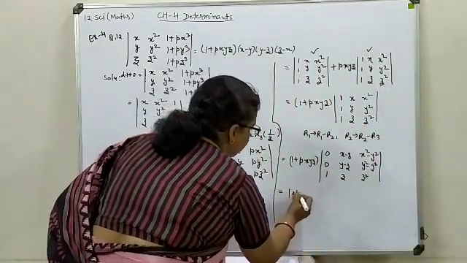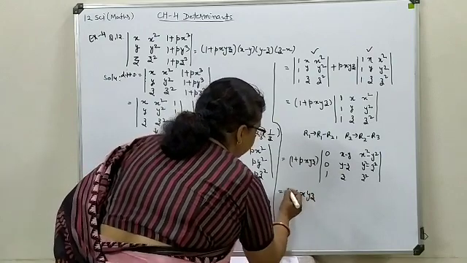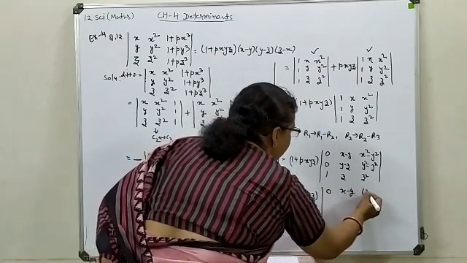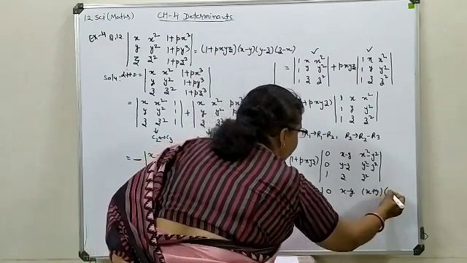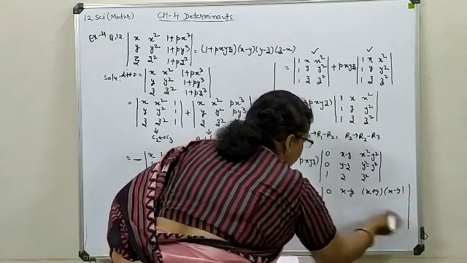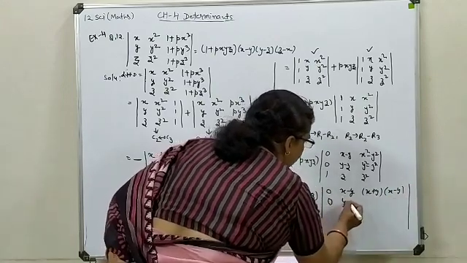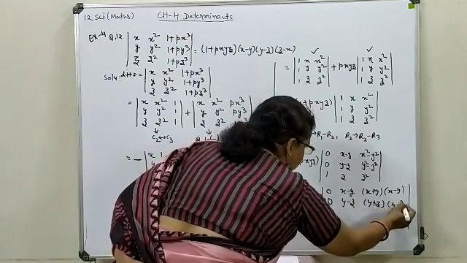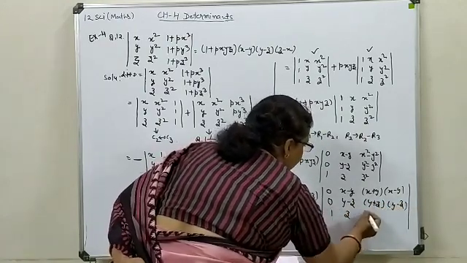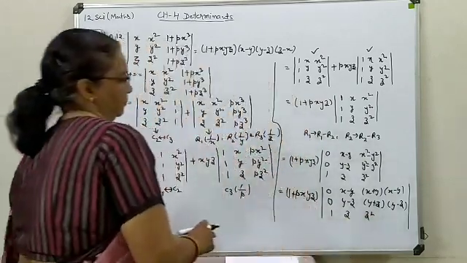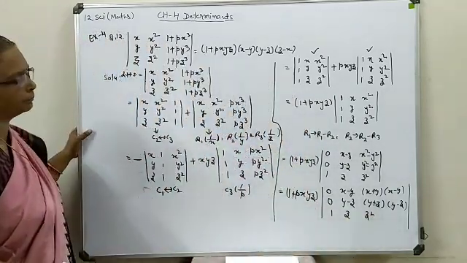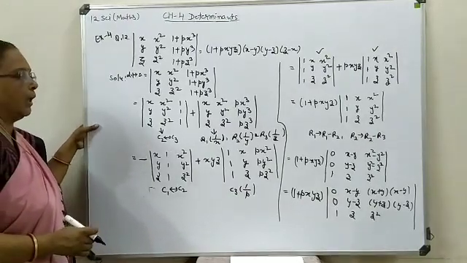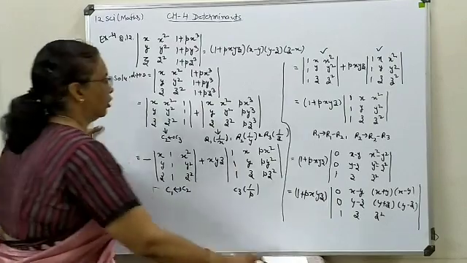This is 1 plus p x, y and z, 0, x minus y. This is x plus y, x minus y. This is 0, y minus z, y plus z, y minus z. This will remain unaffected. Now here in your first row x minus y is a common factor. In the second row y minus z is a common factor.